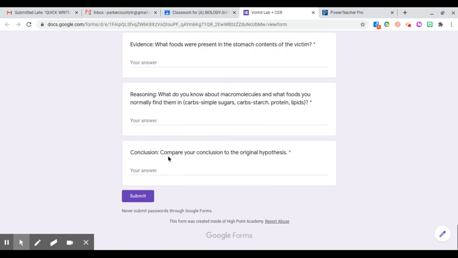And then at the end, I want you to compare your conclusion to your original hypothesis. So you'll restate your hypothesis here, and then after you get done with that, you will submit it.